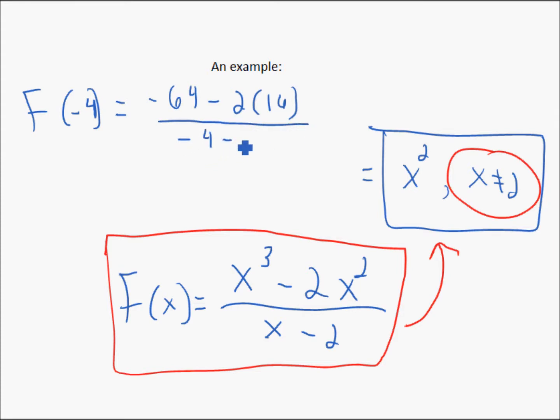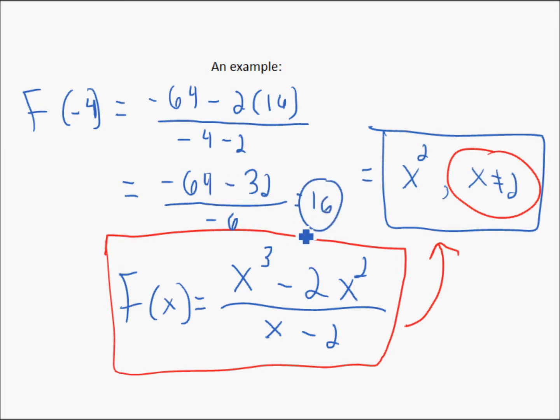So yeah, we got to do a lot of simplifying here. But what we're going to get is negative 64 minus 32 over negative 6. And what that equals is negative 64 minus 32 is negative 96, and divided by negative 6 is 16. You get 16. That's the same exact thing as if you plug negative 4 into x squared. You would get 16.